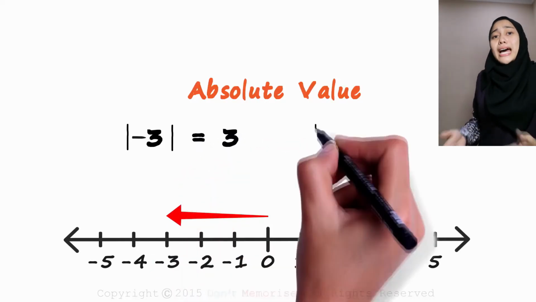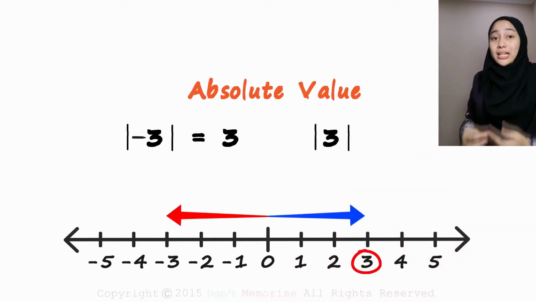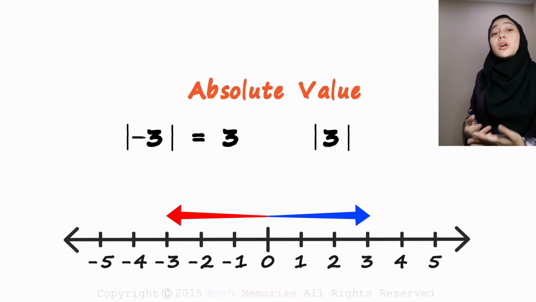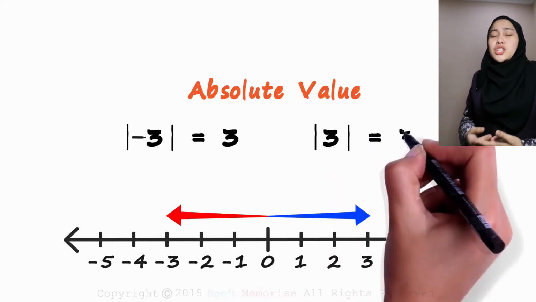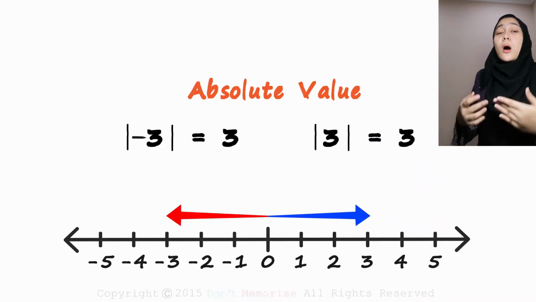And what about the absolute value of 3? The number 3 is also 3 units away from 0. The absolute value of 3 will also equal 3. So, it clearly shows that the absolute value will always be positive. Next, there are 3 formulas to find the absolute value of x. Let me explain to you how to use these formulas.